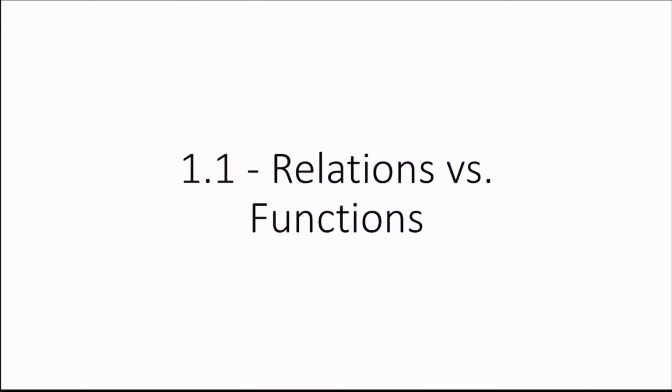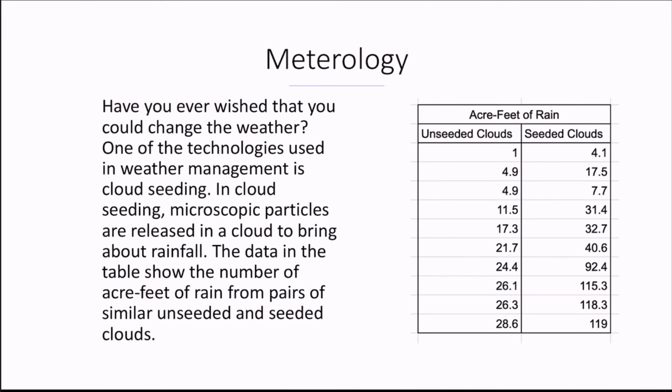Versus functions. Have you ever wished that you could change the weather? One of the technologies used in weather management is cloud seeding. In cloud seeding, microscopic particles are released in a cloud to bring about rainfall. The data in the table show the number of acre-feet of rain from pairs of similar unseeded and seeded clouds.